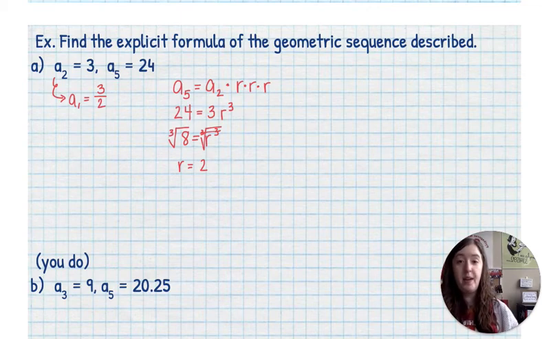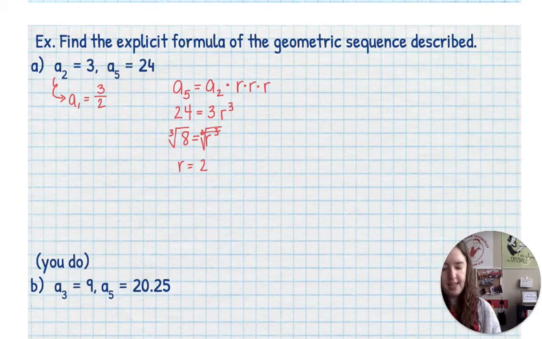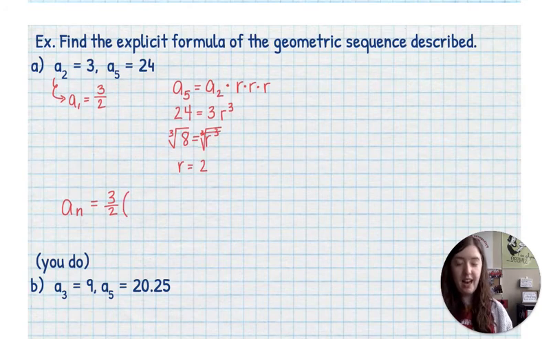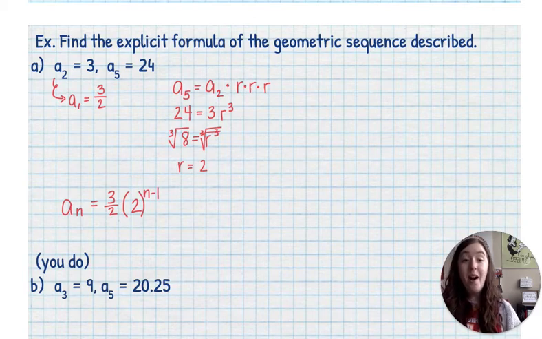Good deal. So for my explicit formula, a sub n equals, my first term is 3 over 2 times my common ratio, which is 2, and that's always to the n minus 1 power. Okay, go ahead and try that next one on your own.